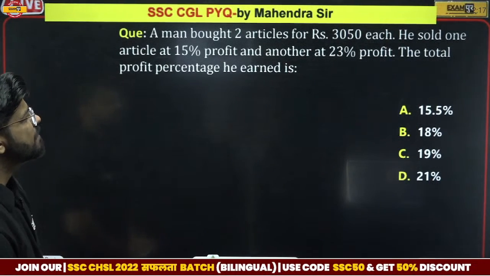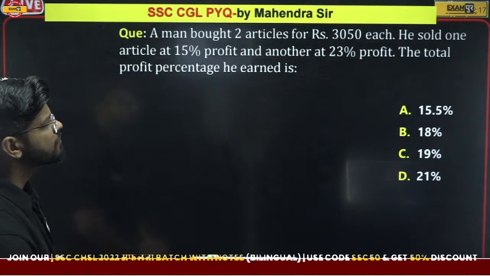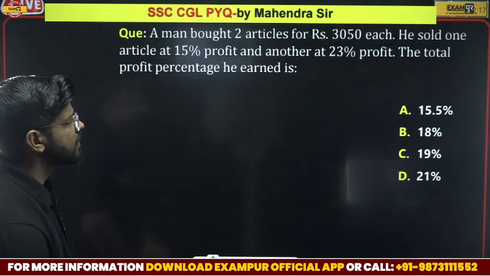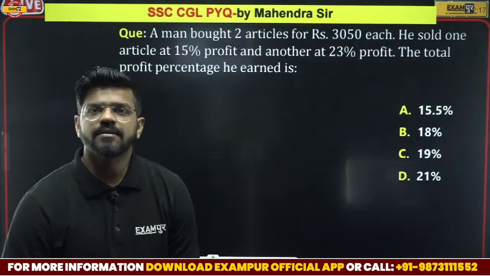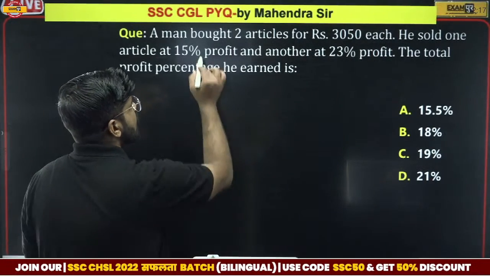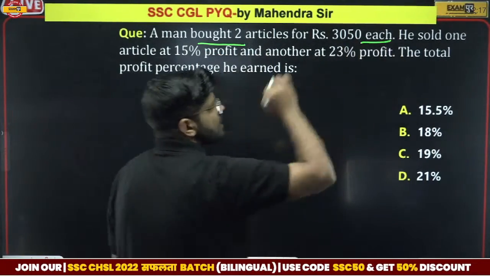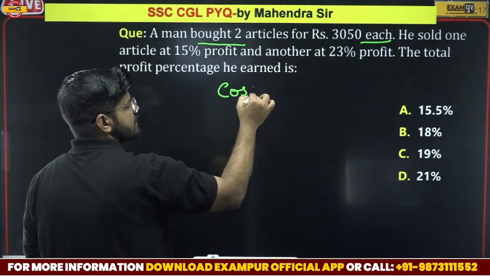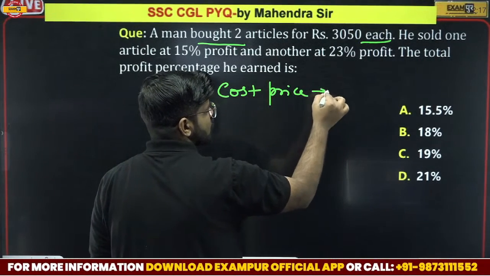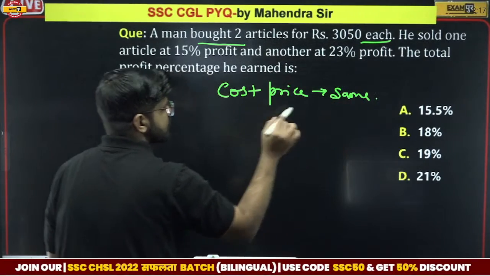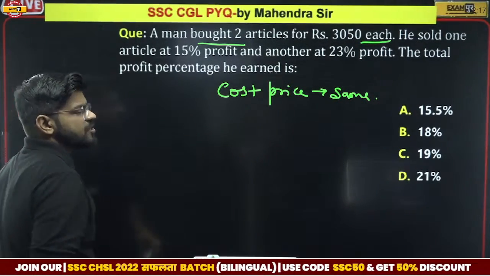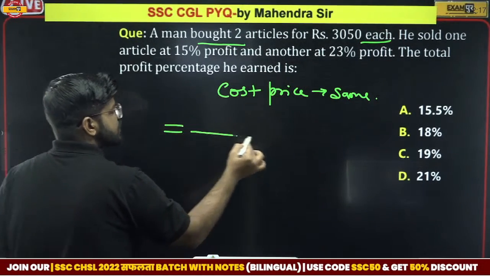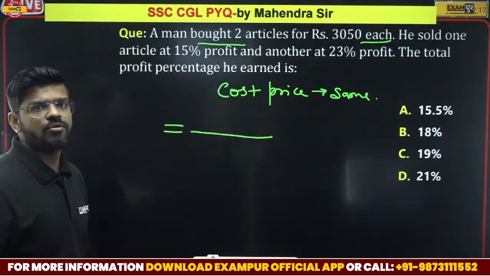A man bought 2 articles for rupees 3050 each. He sold one article at 15% profit and another at 23% profit. Whenever the cost price is the same for the 2 articles, then to get the overall profit or loss percentage, you just have to average the 2 or 3 or 4, whatever is given.